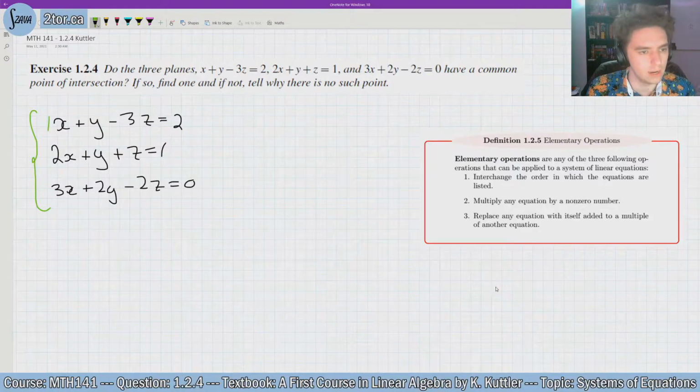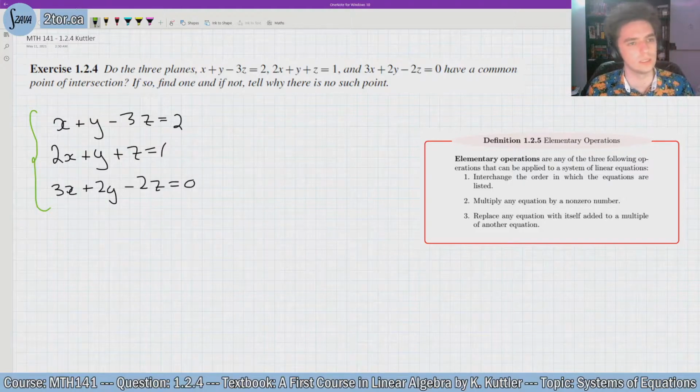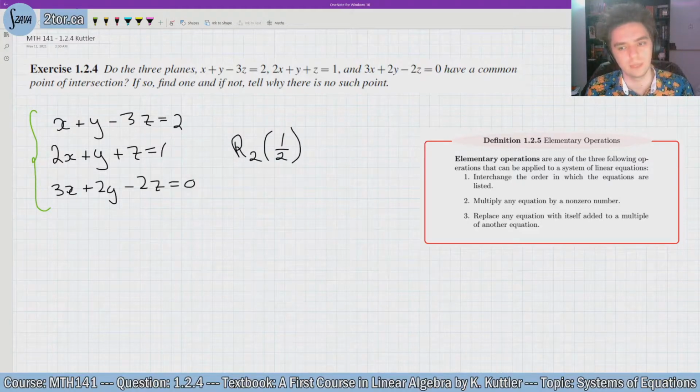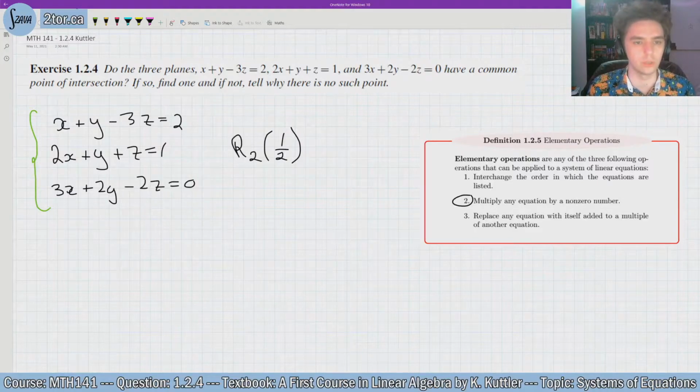So let's look at our x terms. I have a 1 here, I have a 2 here, and a 3 here. So I'm going to change those 2's and 3's into 1's. To change this 2 into a 1, I have to multiply by a half. So I'm going to take row 2 and multiply that by a half. That's a type 2 elementary operation. I can multiply any equation by a non-zero number. The words row and equation can be used kind of interchangeably here.